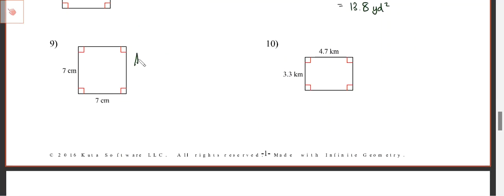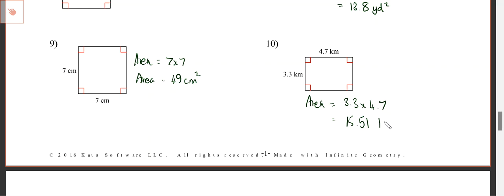And then we've got area is 7 by 7, 49 square centimeters. And finally, we've got area is 3.3 times 4.7, which is 15.51 square. Just a quick question before we move on. Which rectangle is bigger? This one or this one? Which one's bigger, 9 or 10?